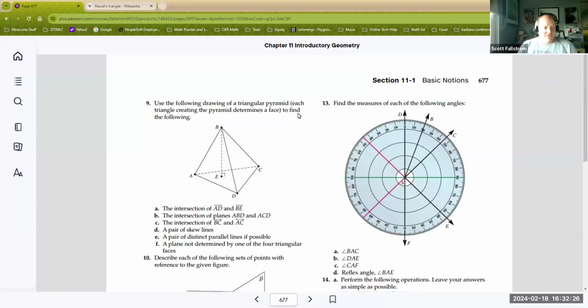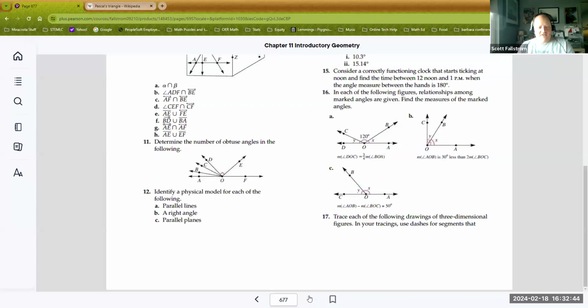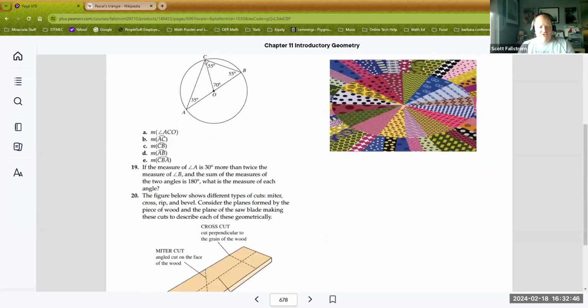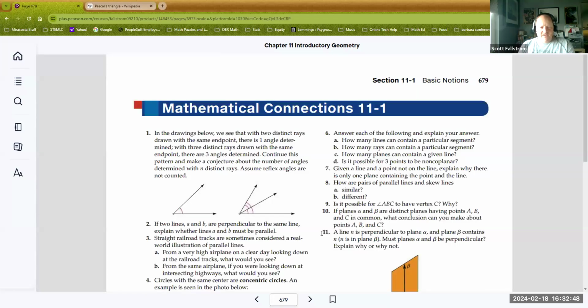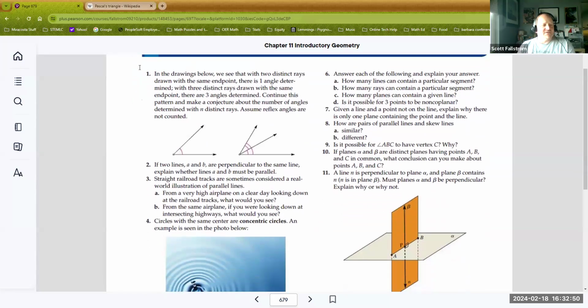Hello, students. Got another email with some questions. This time, let me see it here. Looks like these are MCs out of 11.1. So let's take a look at the MCs for 11.1. I do have to come down here and move to the next page. One more page. Okay, 11.1 MCs.